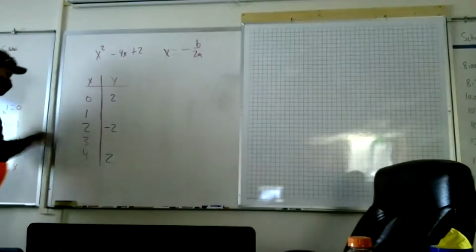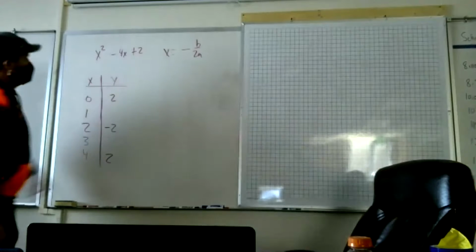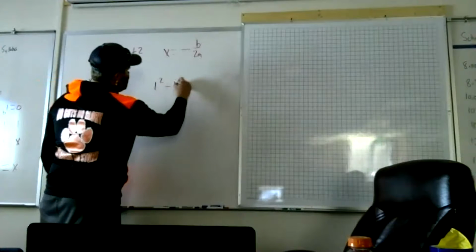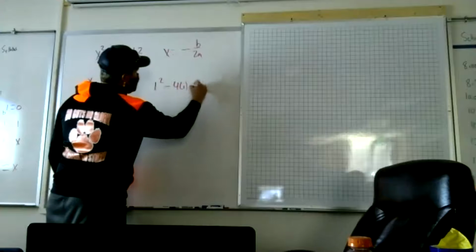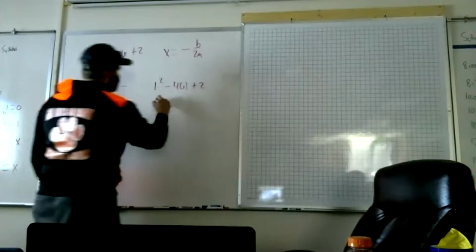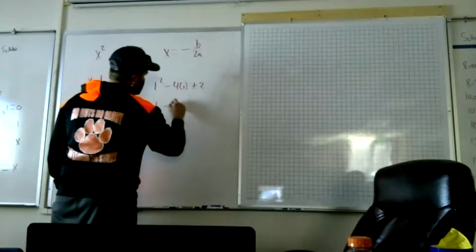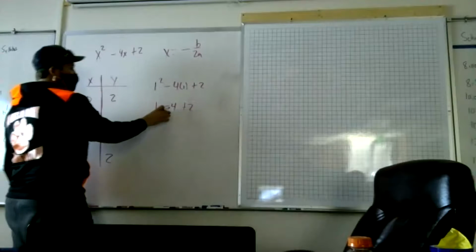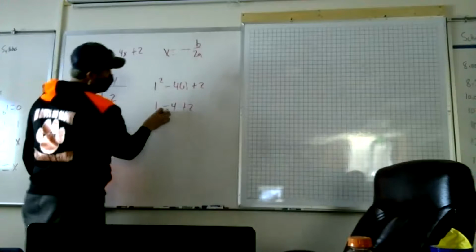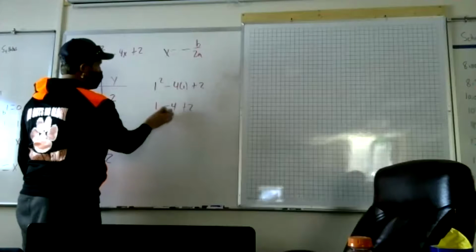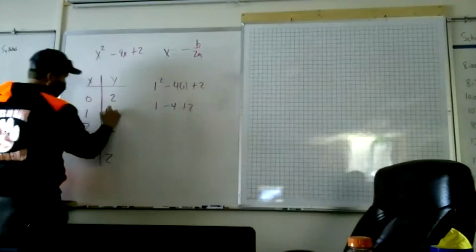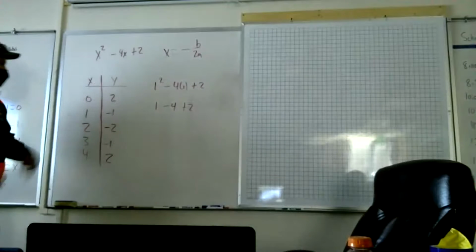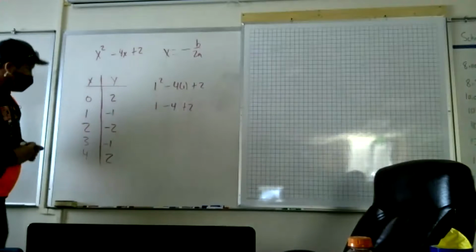Now the next one to plug in is either 3 or 1. So 1 is obviously easier to plug in than 3. So 1 squared is 1. Minus 4 times 1 is minus 4, plus 2. 1 minus 4 is a negative 3, plus 2 is a negative 1. And there I've completed building my table.